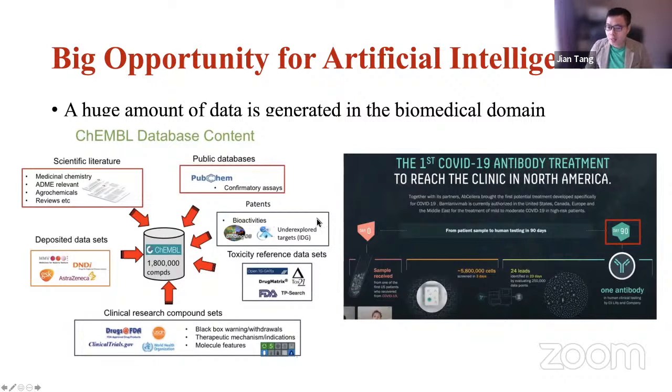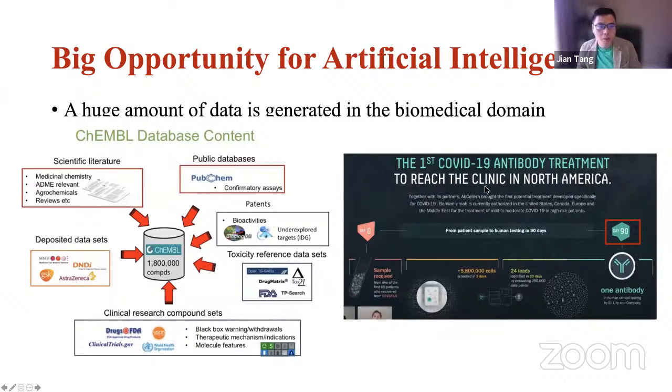Here, let me show you one example, maybe not on small molecules, but on antibodies. This is an antibody discovered by the company Absci. They used their AI techniques to find a lead antibody within 3 months for treating the SARS-CoV-2 disease, right? So this is really quick. Previously this could take like 2 years, but with AI techniques, this is really quick.